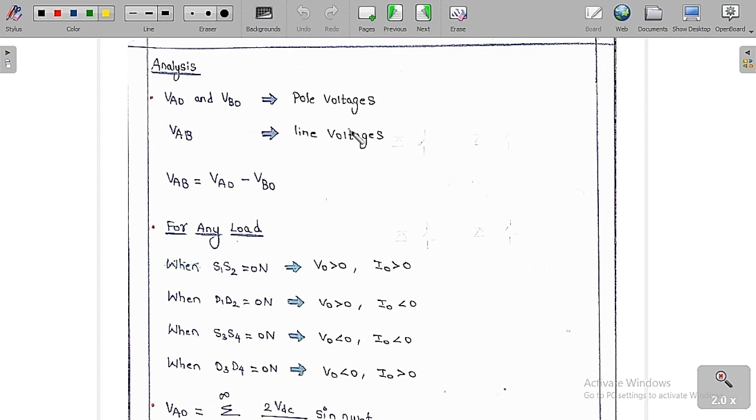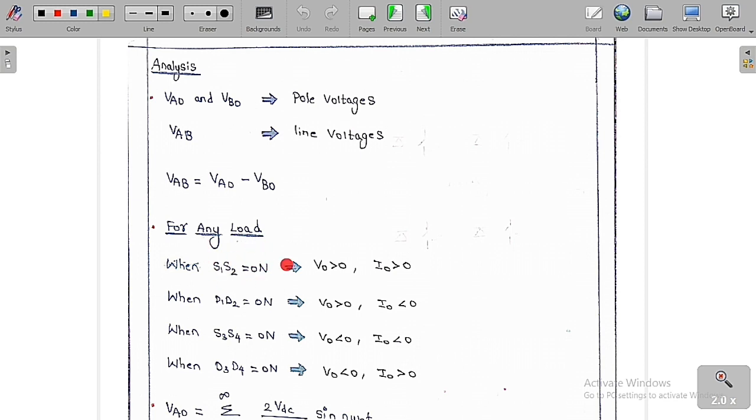So VAB is equal to VA0 minus VB0. VA0 and VB0 are called the pole voltages and VAB is called the line voltage, and VAB is equal to VA0 minus VB0. Now I am going to analyze for any load.